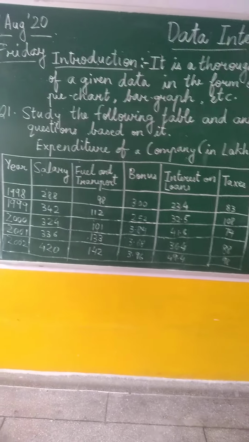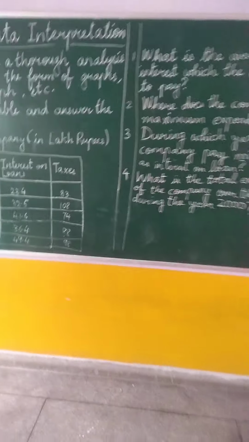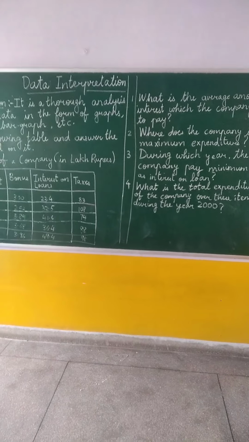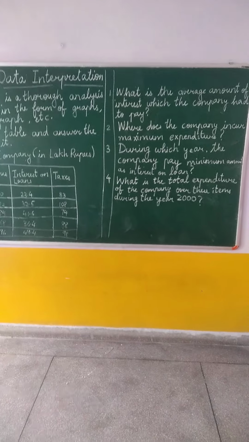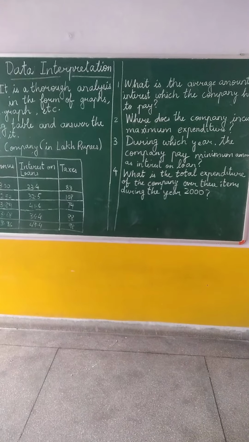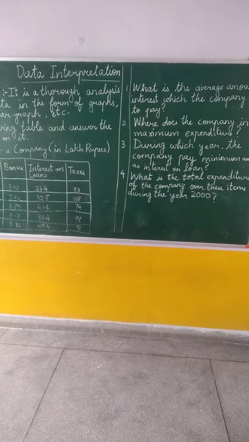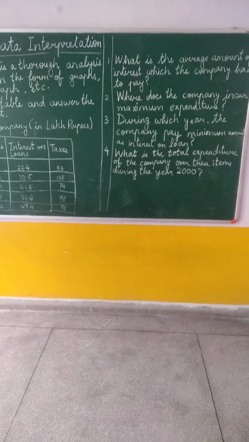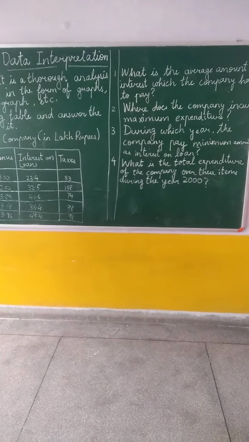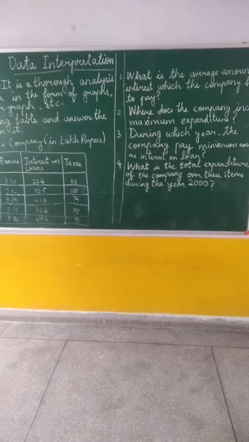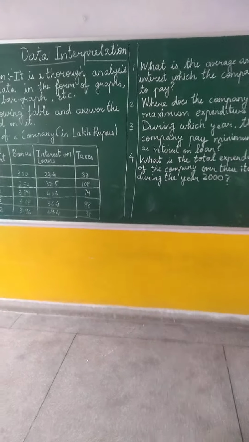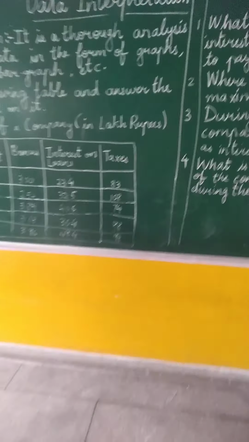We will be given a set of questions. For example, in the given data, we are given these type of questions. The first question is, what is the average amount of interest which the company had to pay? So over here, we will not be provided with the ready-made information. Clear? So for that purpose, we need a minor calculation as well. So we are asked to find out the average amount of interest. That means we have to find out the interest they are talking about.